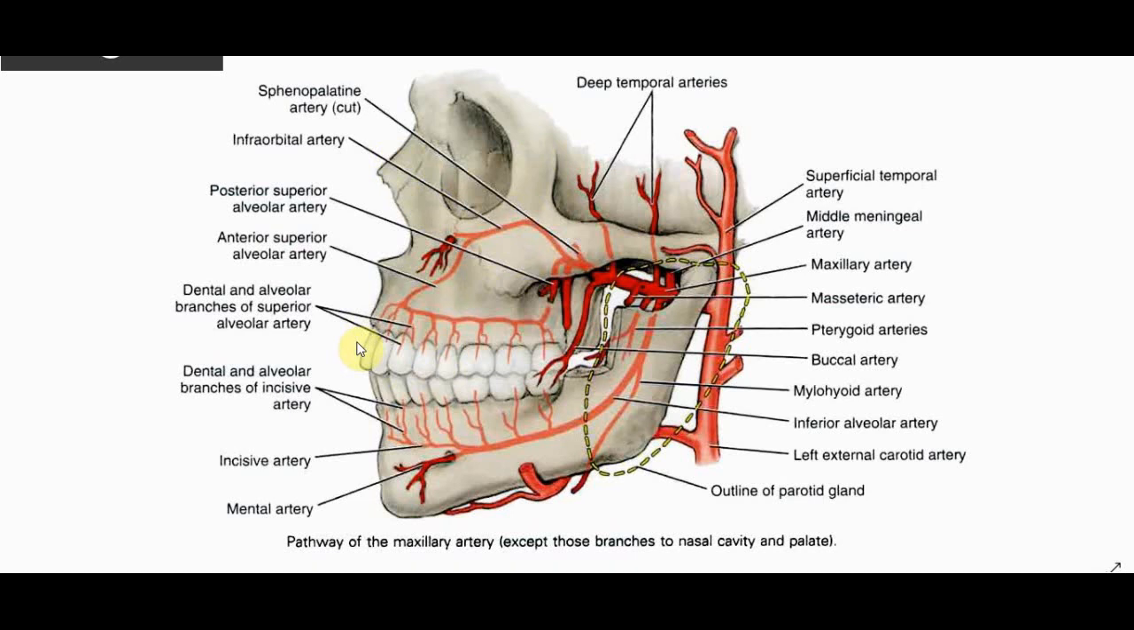The remaining branches of the third part arise within the pterygopalatine fossa, and the rest of the branches are going to be within the pterygopalatine fossa. The greater palatine artery runs downwards in the greater palatine canal. I'll be completing this chapter in the next part of this video.